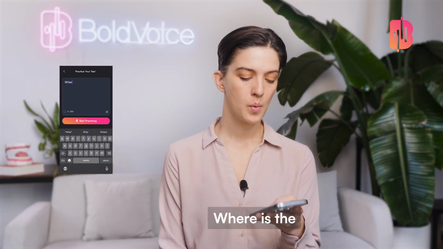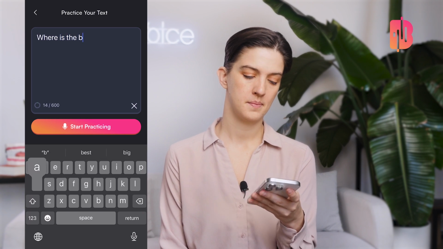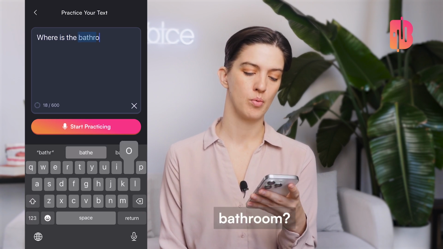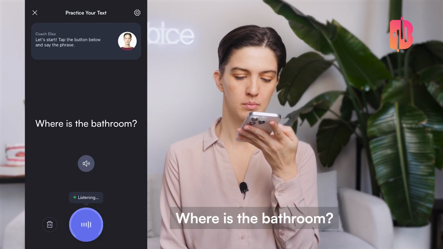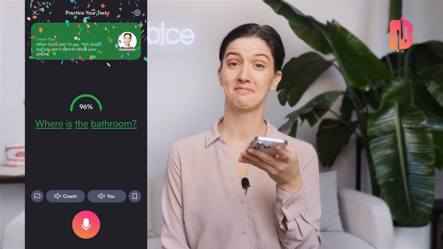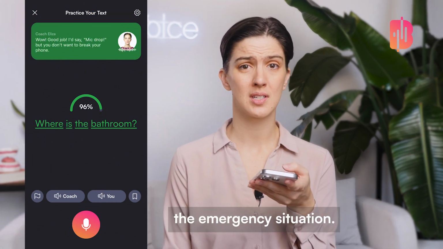Let's try together. Where is the bathroom? Where is the bathroom? There you go. Sometimes that is the emergency situation.